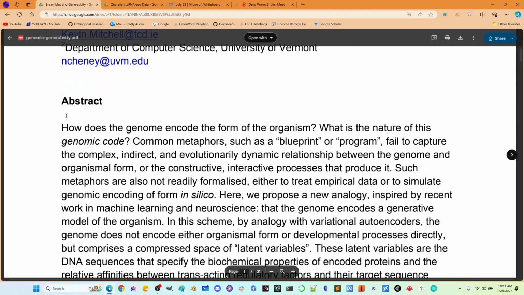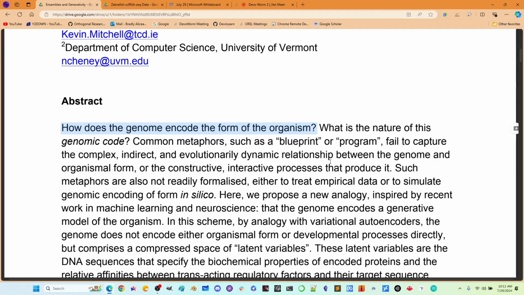So the abstract reads, how does the genome encode the form of the organism? And this is, of course, a question that has to do with the genotype to phenotype mapping. In other words, if we take our genotype, we produce transcripts, we produce proteins, proteins produce tissues, the tissues then form this phenotype. And so how do we encode the form of the organism? And that's something that when people started sequencing genomes, we expected to be somewhat straightforward. And of course, it has not been that.